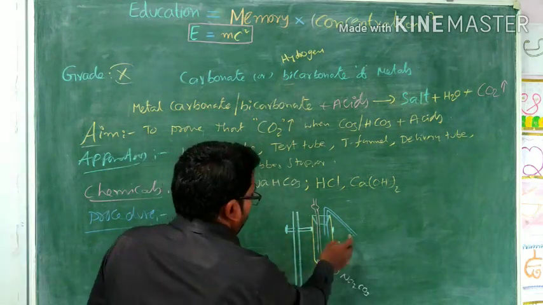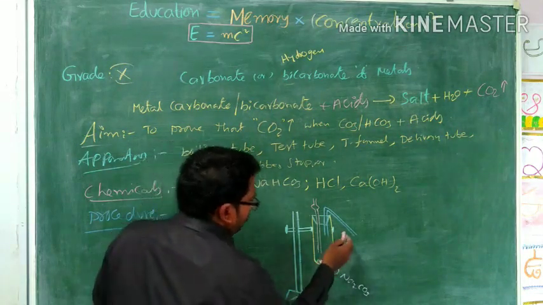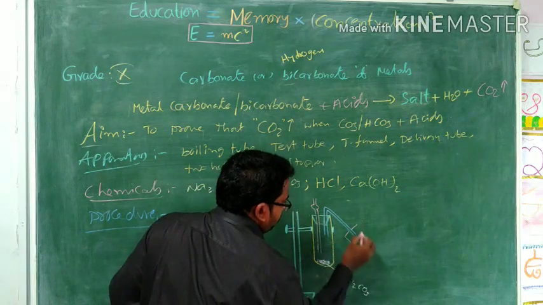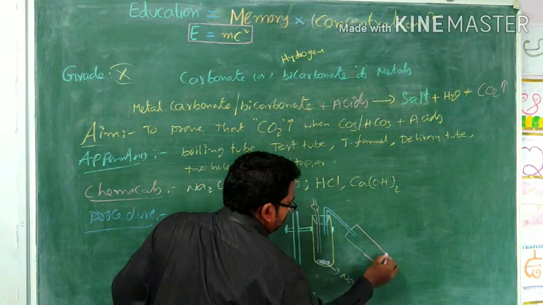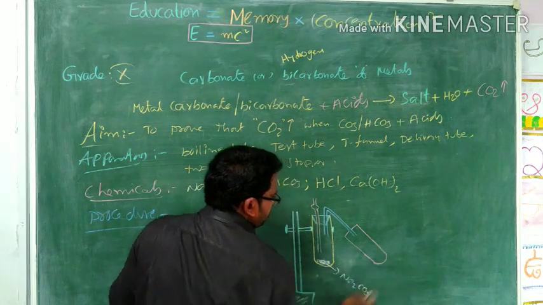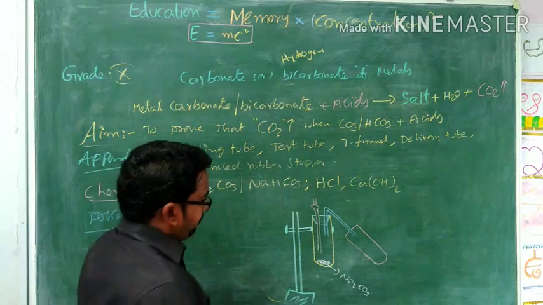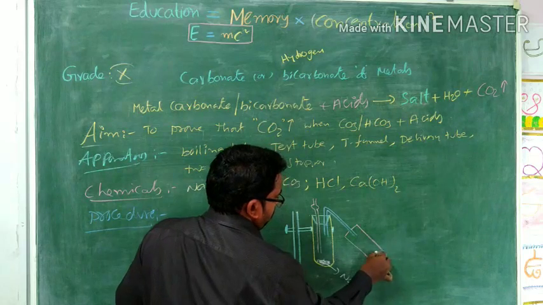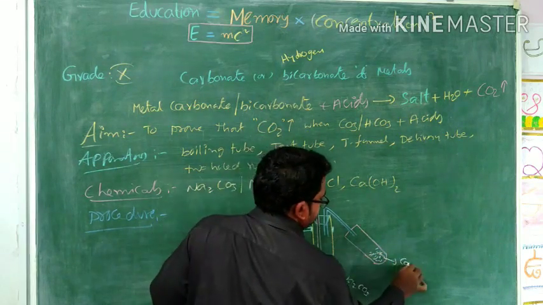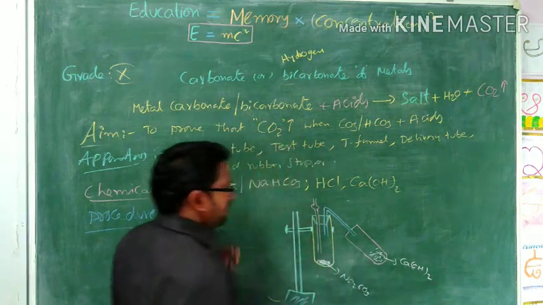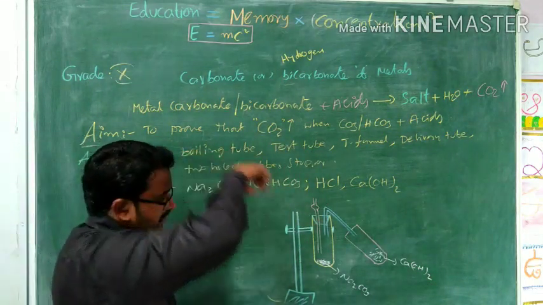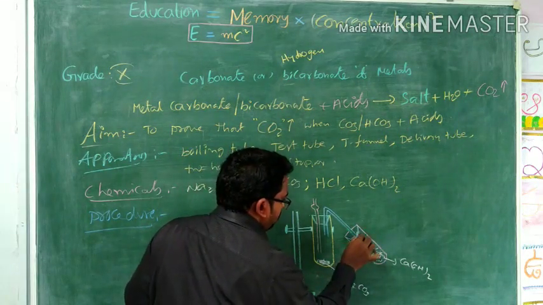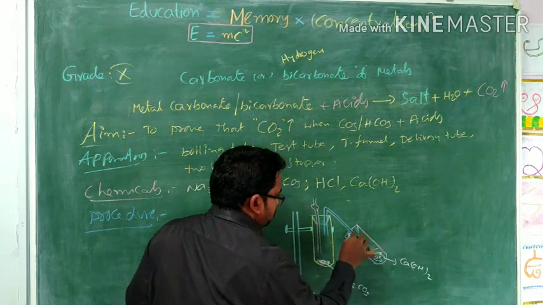Now, the other end of the delivery tube should be kept in another test tube. Already this test tube contains calcium hydroxide, slaked lime solution, Ca(OH)2. Here, with the help of a one-hole rubber stopper, we have inserted it like this.